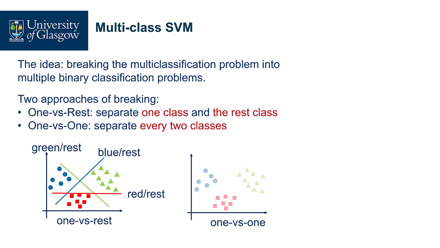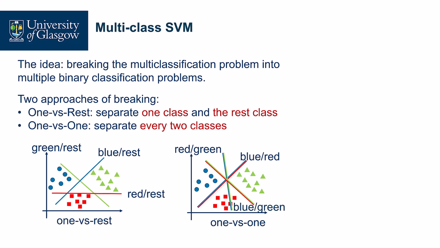So one versus one, how can we do that? We can see there are also three classes. I first separate the red and the green, no matter where the blue is, right? Red and green, we separate them. Then we separate the blue and red. Then we separate the blue and green. So we can see the red one was classified into two groups, but it doesn't matter, because each time I only care about two classes.